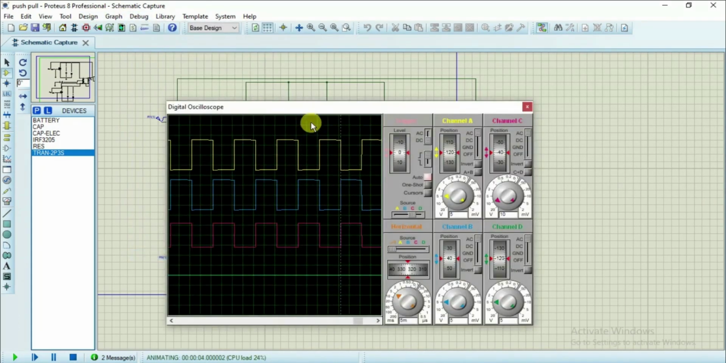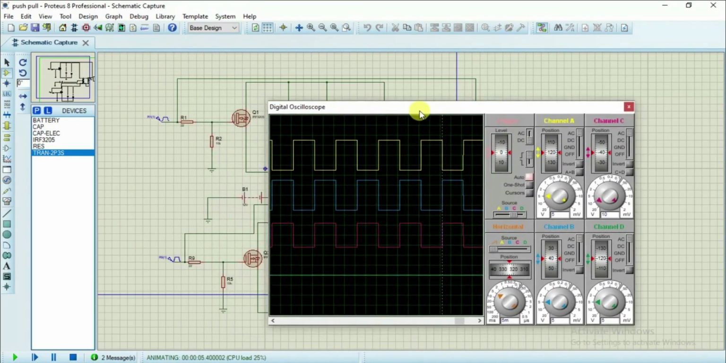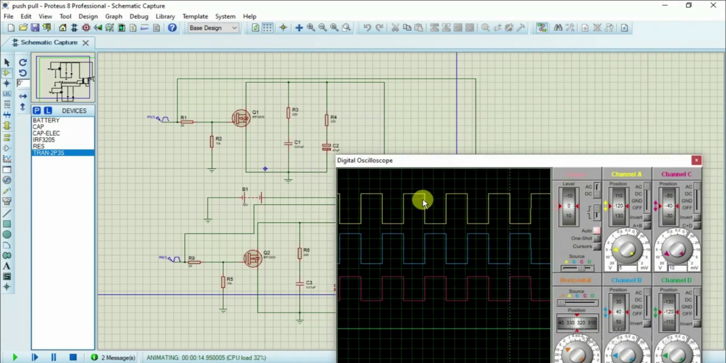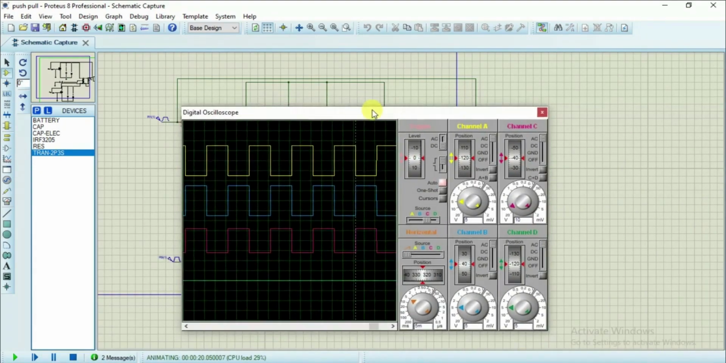If you simulate this and you see the output from the oscilloscope, see, this is exactly what we have shown in the theory part. This graph is coming from pulse generator 1, this graph is coming from pulse generator 2, and subsequently we are getting an alternating output in the output terminal, right? So this is how the push-pull inverter is working.